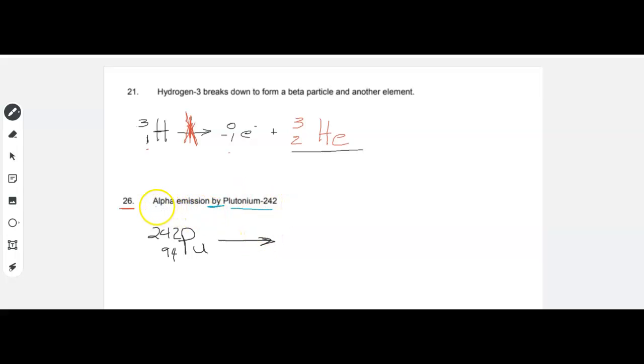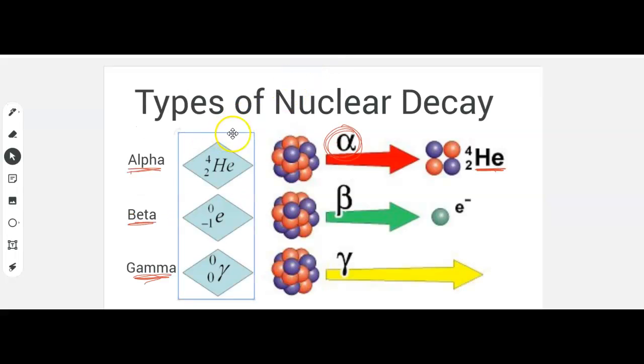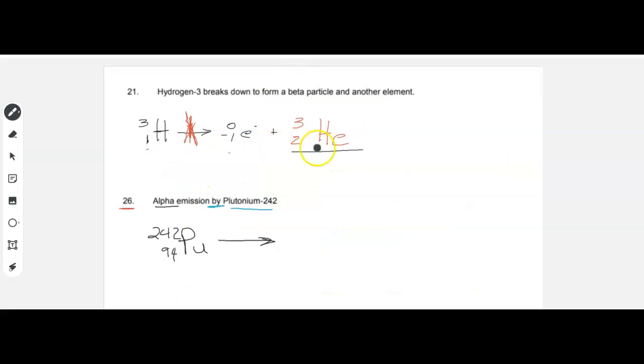It tells me it's going to be alpha emission. So when I go back and look at what an alpha particle is, this is that helium nucleus. So I write my mass of 4 over 2 with the symbol for helium, or you can use the alpha symbol, whatever suits you. And then we have another element, because remember the sides have to be equal. They have to be the same. So I've got plutonium-242 going through alpha emission, or alpha decay.